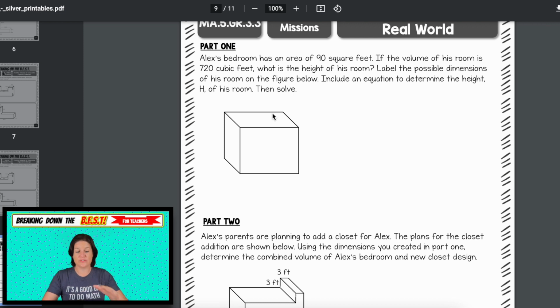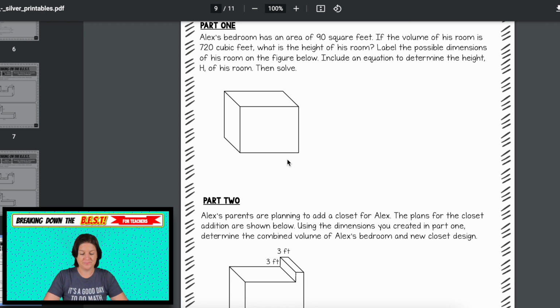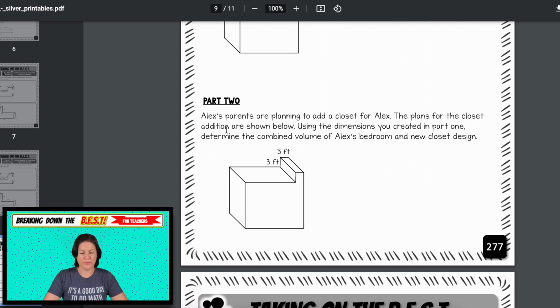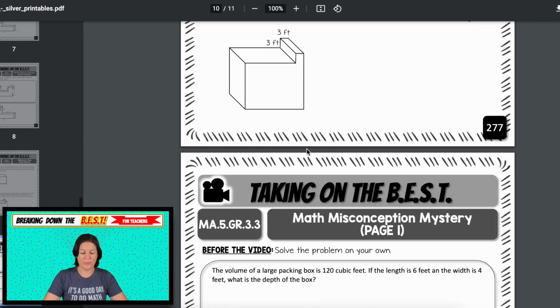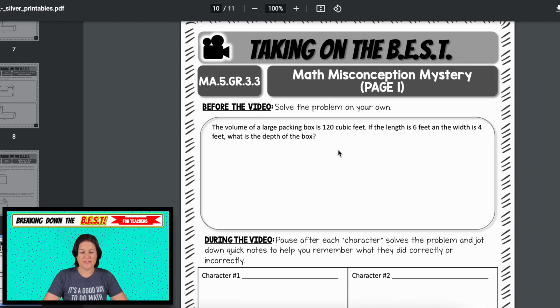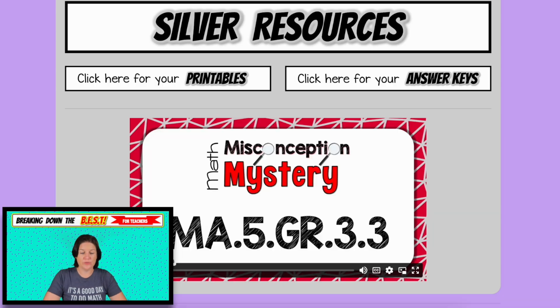So you can see here, just like the standard was saying, we have to write equations to figure out the volume, to figure out the missing edge length. Part 2, we're adding in a composite figure feature naturally in a real world setting to figure out that one. Okay, and then this right here is a math misconception mystery episode. You can find that right here.